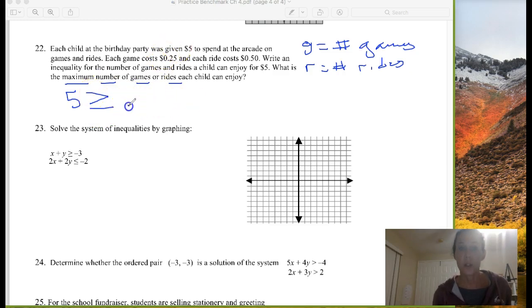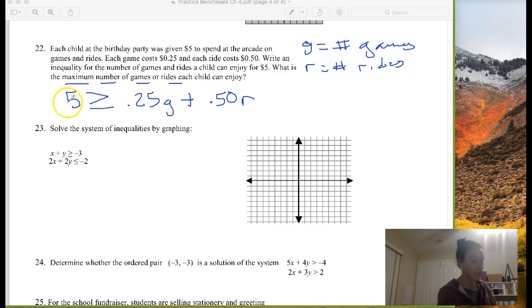I know it's 25 cents, so 0.25 times each game, plus it's 0.50 or 50 cents times each ride. So it's a quarter per game plus 50 cents per ride. Add that together, that's got to be less than or equal to $5. $5 is going to be greater than that amount. So looking at this, there's my equation, there's my inequality.